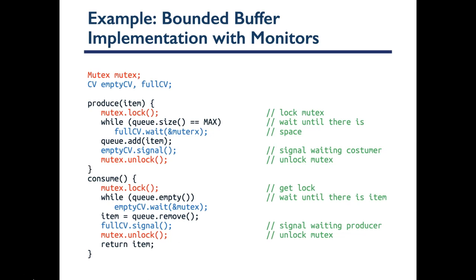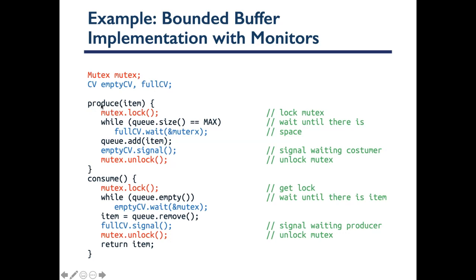So the way we define it, we define one monitor, which has one mutex and two condition variables, empty CV and full CV. So if the buffer is empty, then consumers will wait using this empty CV. And if the buffer is full, then producers will wait on this full CV.